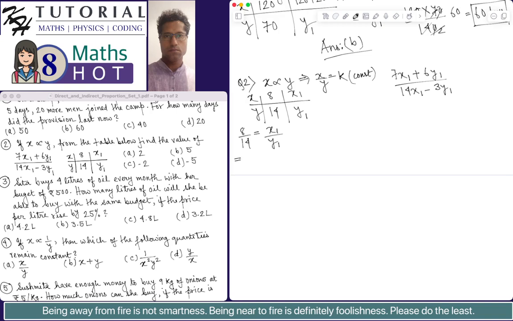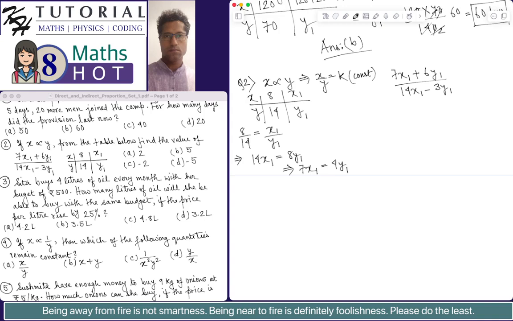So this implies, if we do cross multiplication, we get 14x1 is equal to 8y1. Okay. Now you can do a little bit of simplification of this equation, that is 14x1 is equal to 8y1. I can divide both the sides by 2, and I get 7x1 is equal to 4y1. 7x1 is equal to 4y1, and also we know that 14x1 is equal to 8y1.